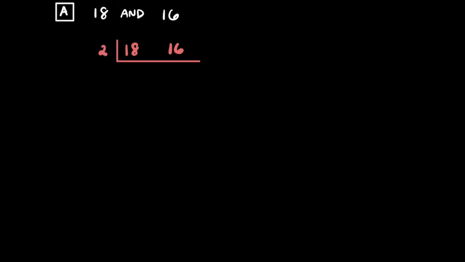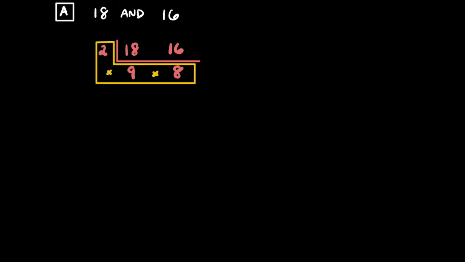Let's put a 2 out here on the left side. If we divide 18 by 2, we're going to get 9. And if we divide 16 by 2, we're going to get 8. Since 9 and 8 are relatively prime and don't have any other common factors besides 1, we're going to have to stop here. While 2 is the GCF, that's not what we're looking for here.